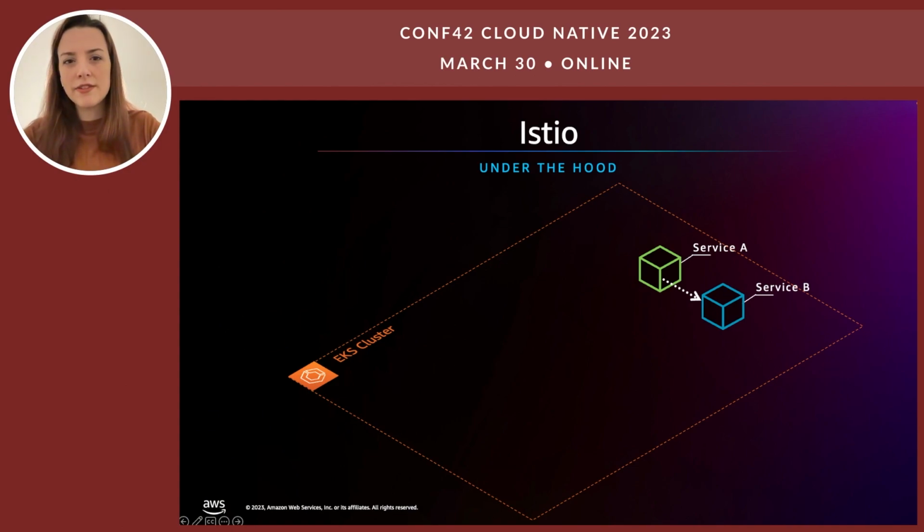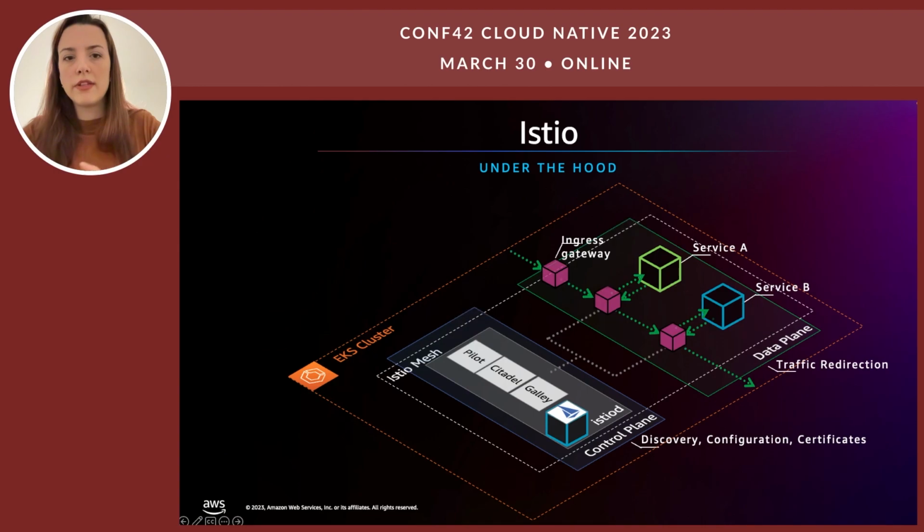Let's see how Istio is deployed into our cluster. We have an EKS cluster, and we want service A and service B to be able to communicate. So when you deploy Istio, we are actually deploying the data plane, which are, again, the proxies through which the service traffic flows, and the control plane. The control plane is a set of pods, which is istiod, and it's not managed by AWS. It lives in the cluster as a pod resource.